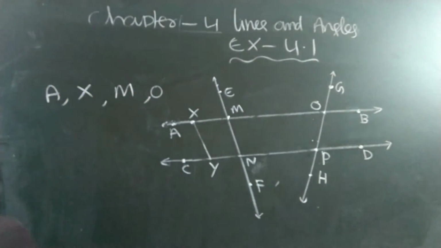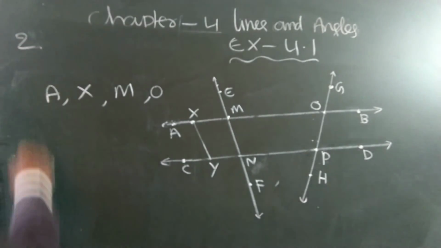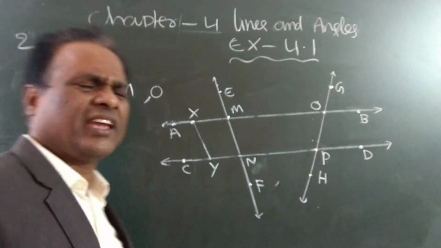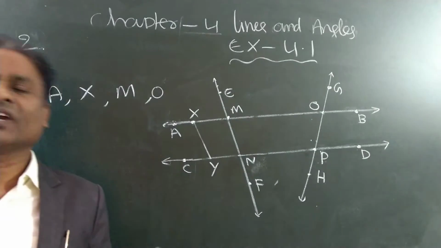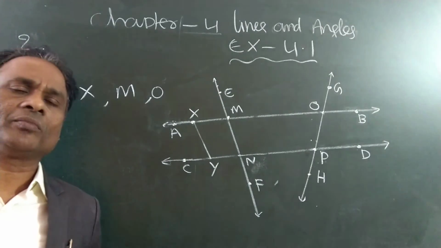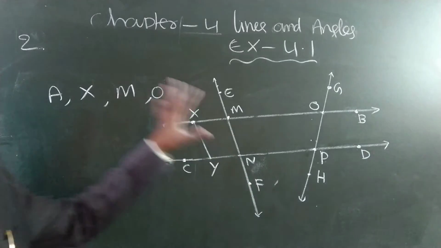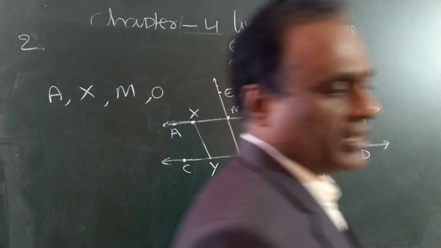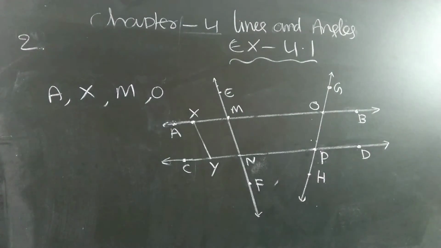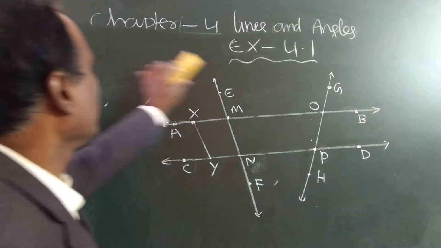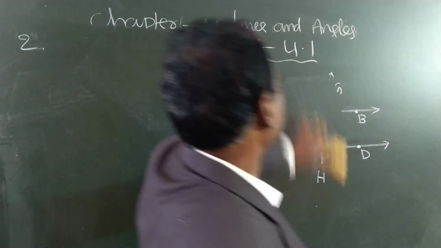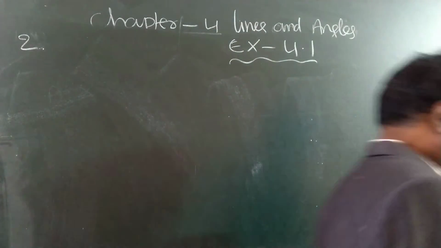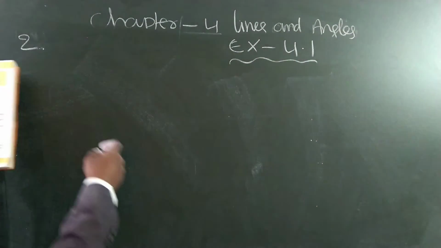All the definitions are covered here. We already explained what is a line, what is a line segment, what is a ray, what are the points, what are the collinear points. All we discussed. So we completed this first question. Second question: you read the question, and if there is no need for the figure, just read the question. That's all. Students, second question.